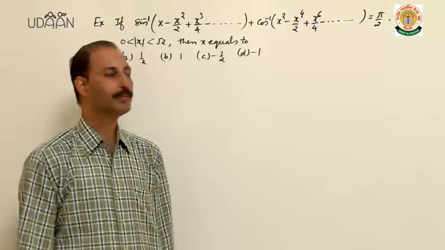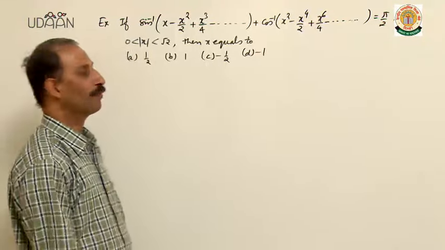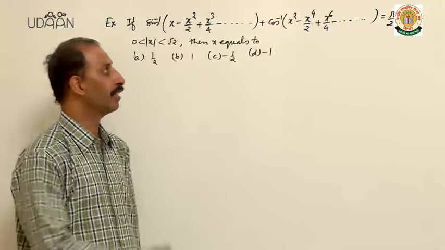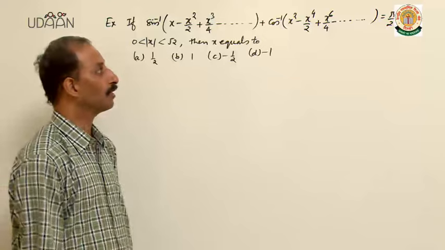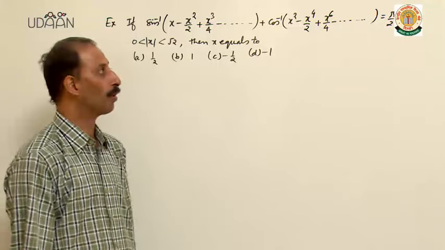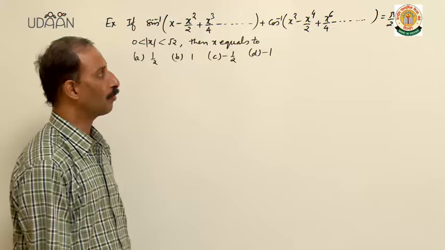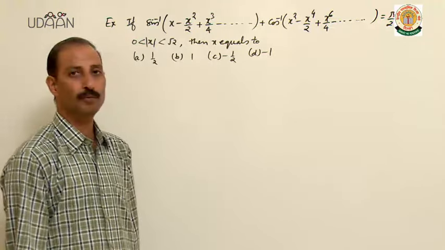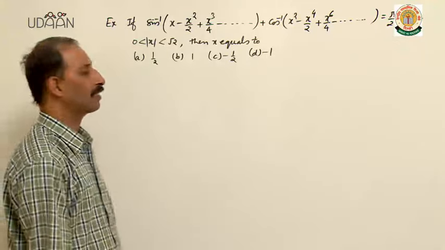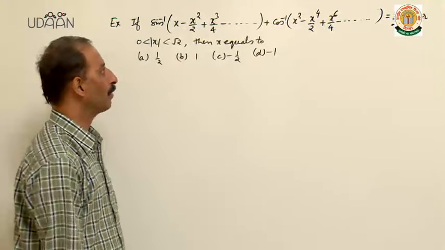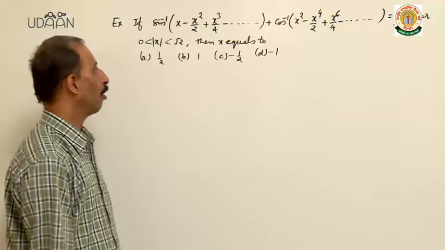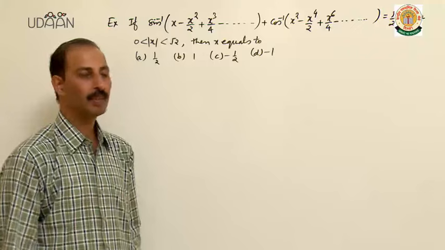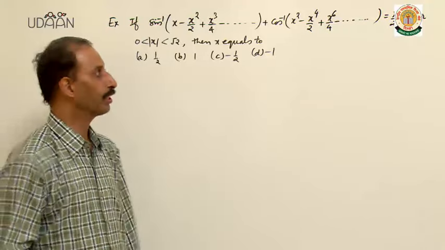Now, in this example, if sine inverse of x minus x square by 2 plus x cube upon 4 minus till infinite terms plus cos inverse x square minus x power 4 upon 2 plus x power 6 upon 4 minus till infinite terms, this value is equal to pi by 2, for modulus of x greater than 0 and less than root 2, then we have to find out the value of x. Options they have given: half, 1, minus half and minus 1. How to solve this question?